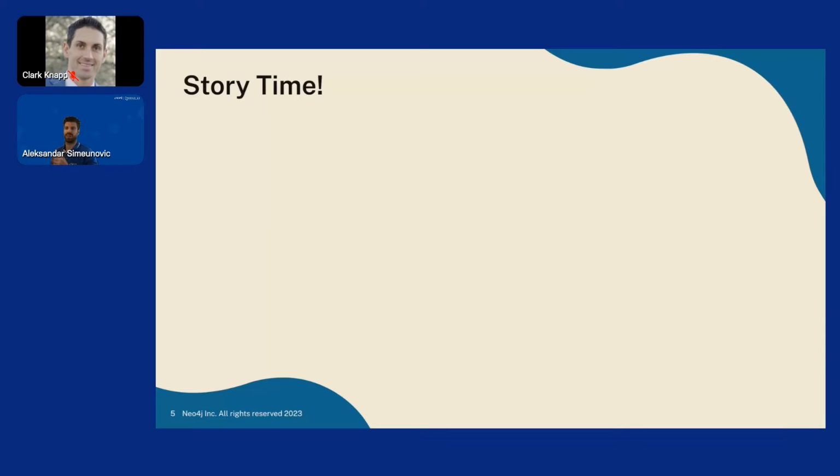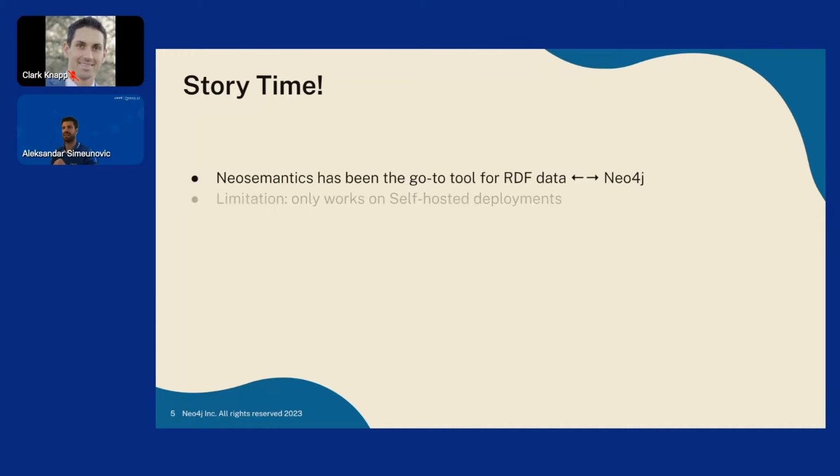Now for some story time. So as you all know, NeoSemantics has been the go-to tool for ingesting RDF data into the label property graph world that is Neo4j. You can also export data from Neo4j back to RDF triples, but that is only if you have configured NeoSemantics to do a lossless data ingestion. And NeoSemantics is very mature, it has great capabilities, but there is one small limitation with NeoSemantics, and that is that it only works on self-hosted deployments.